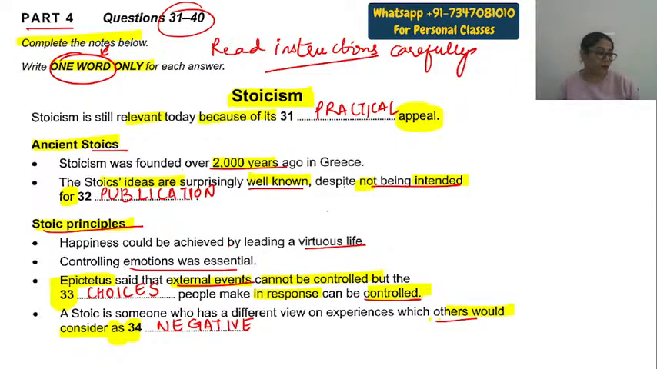That is 35 to 40. Yes, if you guys have any doubt, you can write in the chat box. 32:1, it is publication.